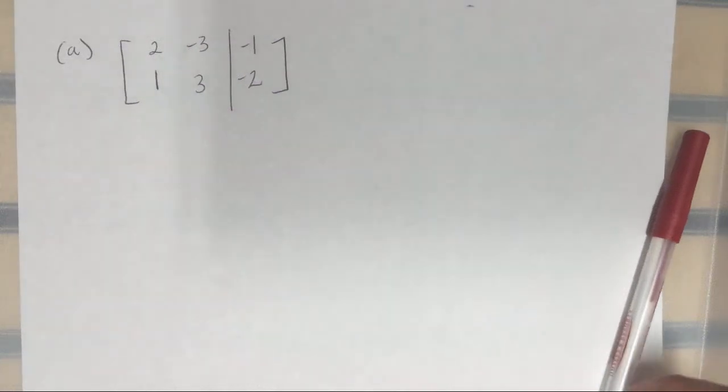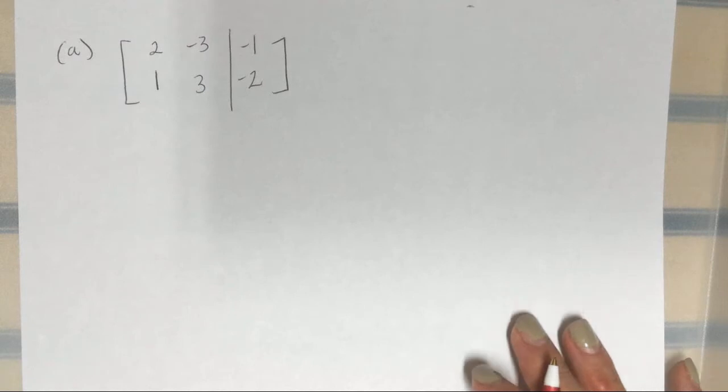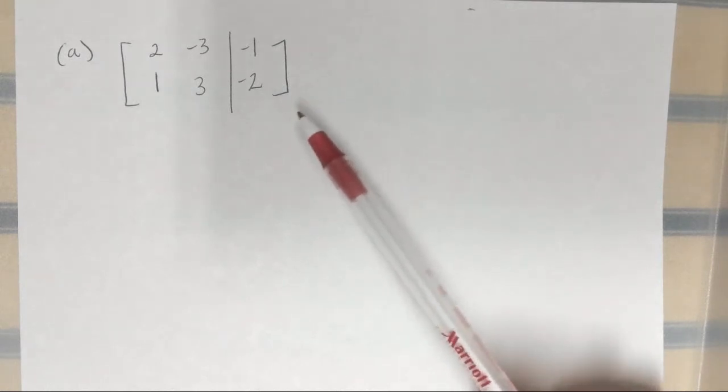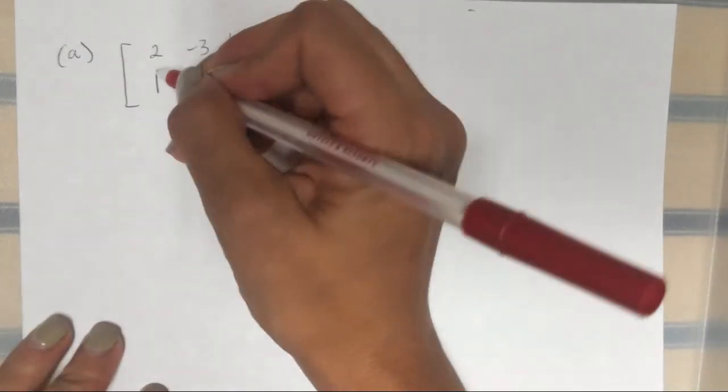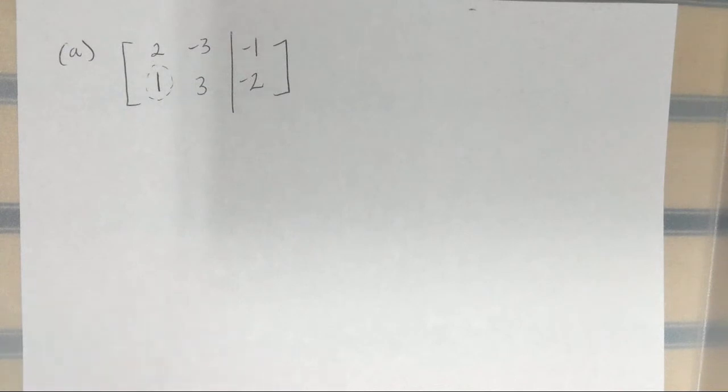Alright, we'll get started. So this part of your test review is the Gaussian elimination. So we're going to start with letter A, number 5A. So I have my matrix here, 2, 1, negative 3, 3, negative 1, negative 2. This is a two row by 3 column matrix. And so for this one, my goal is to get this number right here, guys, to be 0.